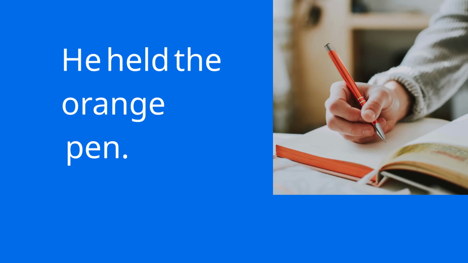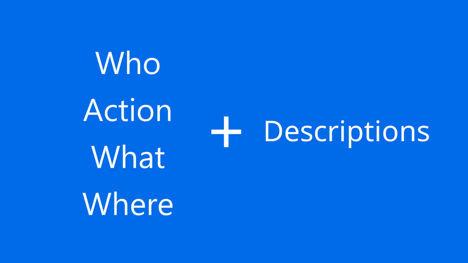He held the orange pen. Now we have the what, pen, plus a description, orange. They went to the cake shop. Now we have the where, shop, plus a description, cake. So now our sentences can include who, action, what, where, and descriptions. Let's look at a few sentences together and see what part the types of words play in each sentence.